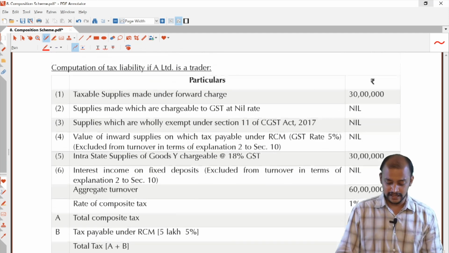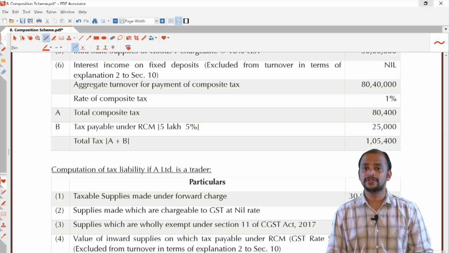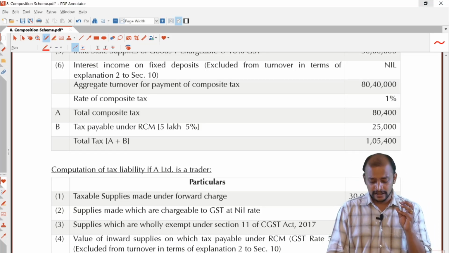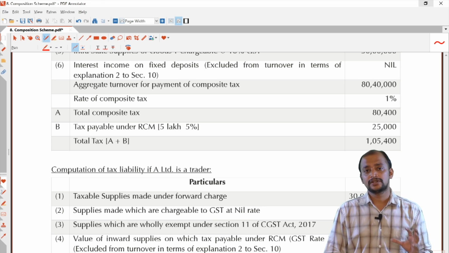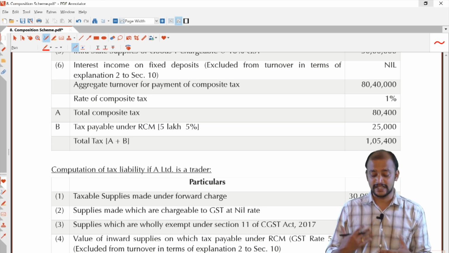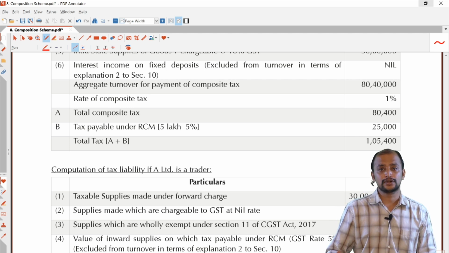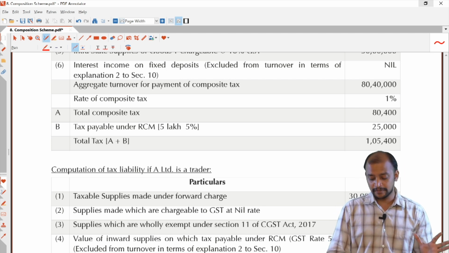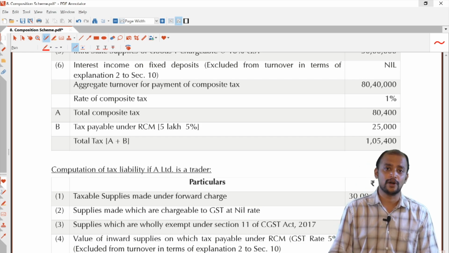So with this, we have completed the composition scheme, and we have one big illustration. That big illustration is as per the past exam questions, so that will be additional discussion. But otherwise, from the concept point of view, this is about the composition scheme.